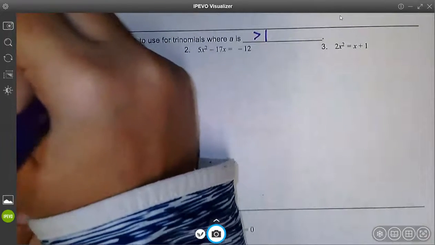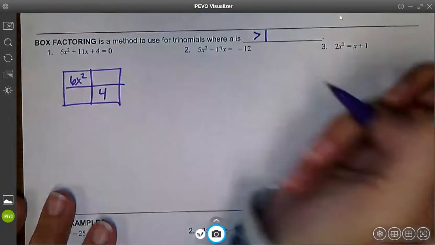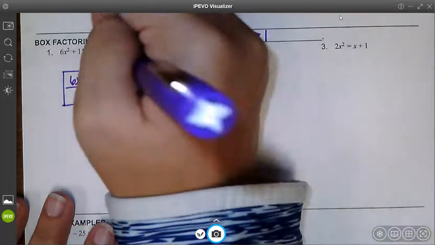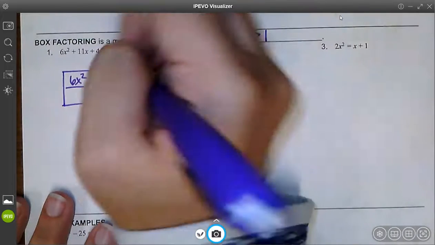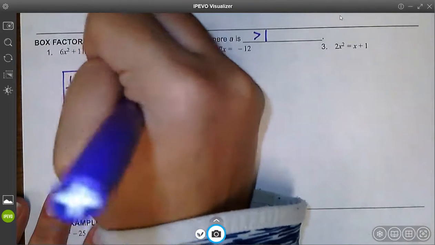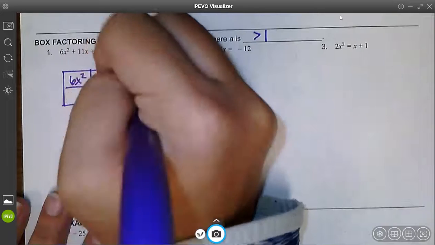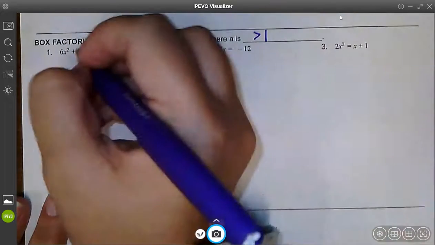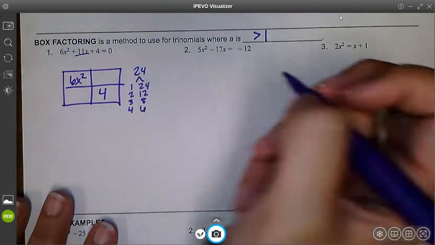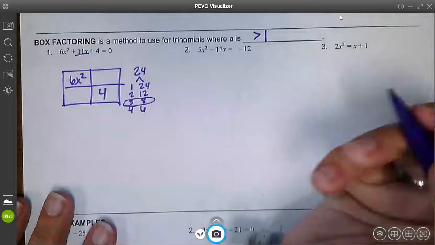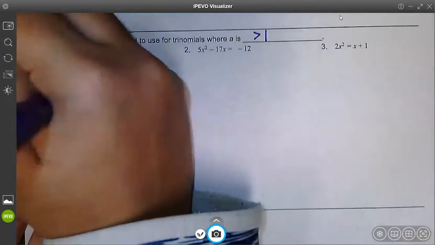So I have 6x squared and 4, because there's no GCF here. 6 times 4 is 24. My factors of 24 are 1 and 24, 2 and 12, 3 and 8, 4 and 6. To get 11, I need to use 3 and 8. Positive 11 will be positive 3x and positive 8x.